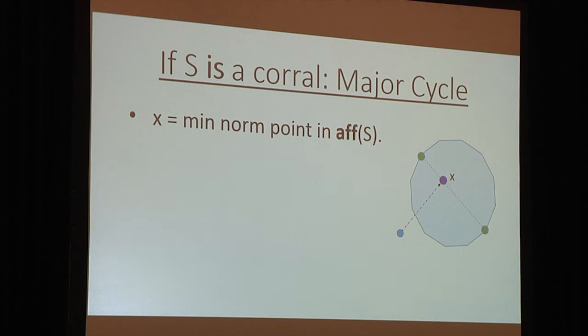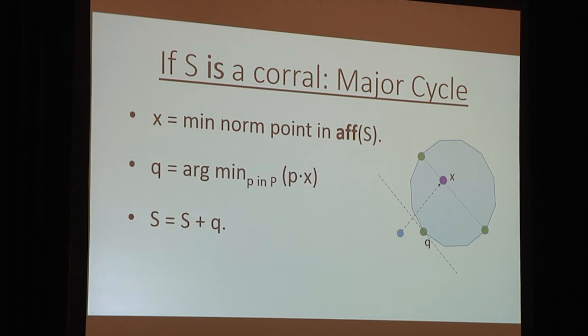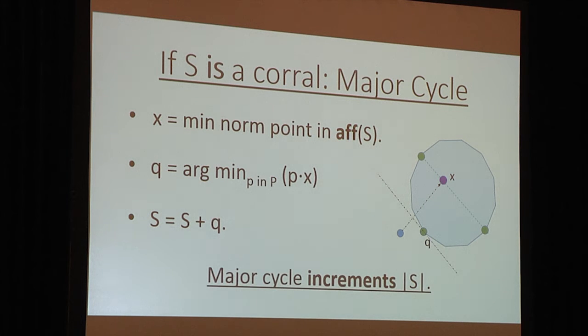Now Wolfe's algorithm does the following. It solves a linear optimization problem: it finds Q, the point which minimizes P dot X over the polytope. In some sense, what it's trying to do is discover another vertex of this polytope which lies on the origin side of X. If you look at the hyperplane at X, this Q lies on the origin side. So it's trying to discover a min-norm point, and it adds this to the set S. That's the end of the major cycle. Major cycles increment the size of S.